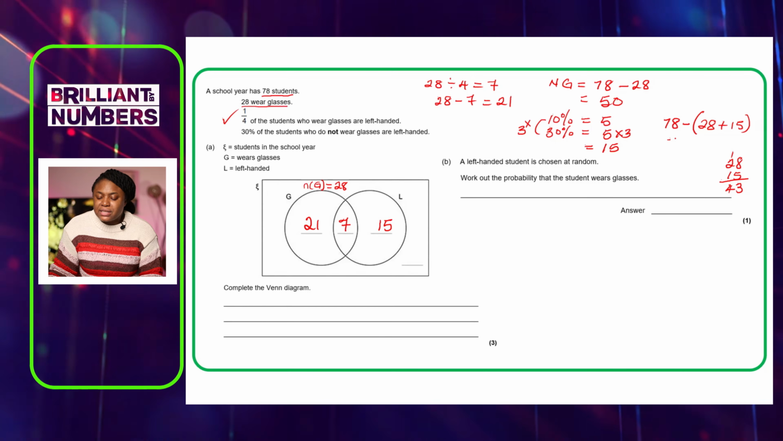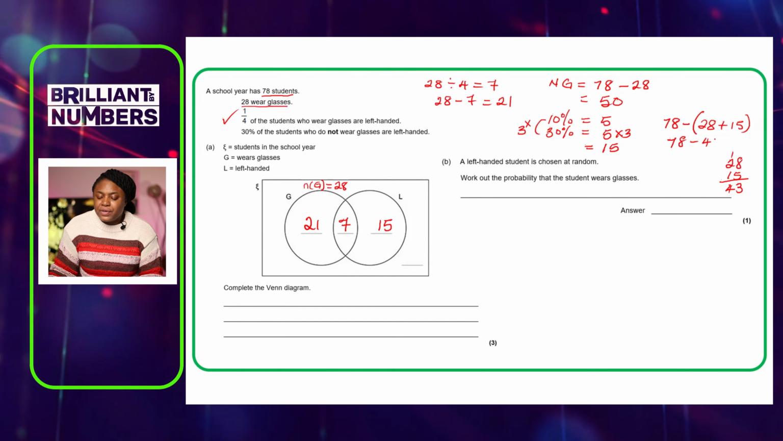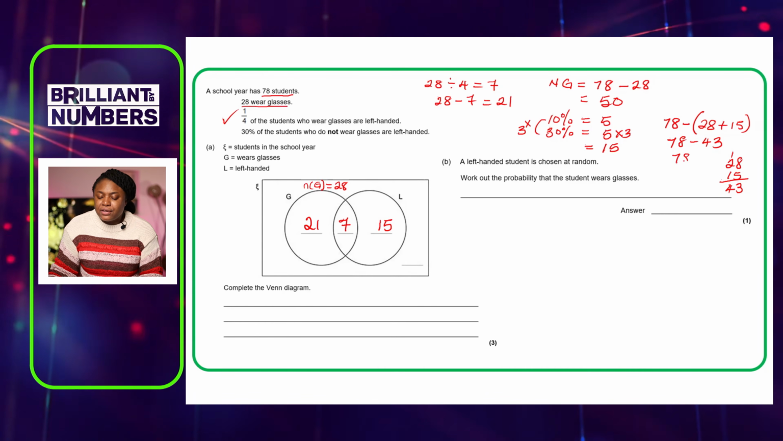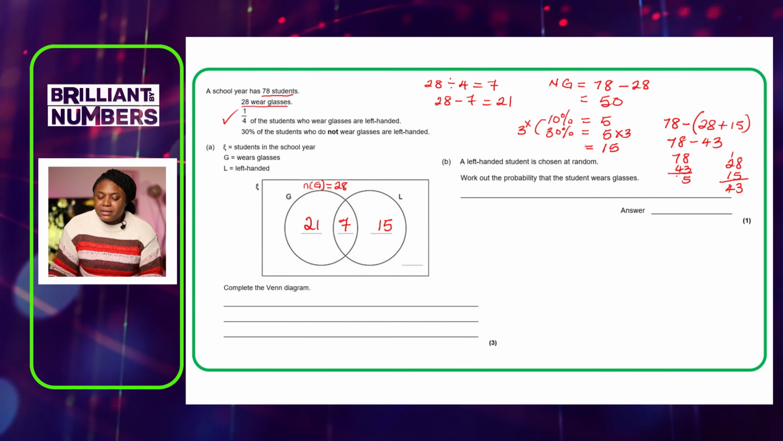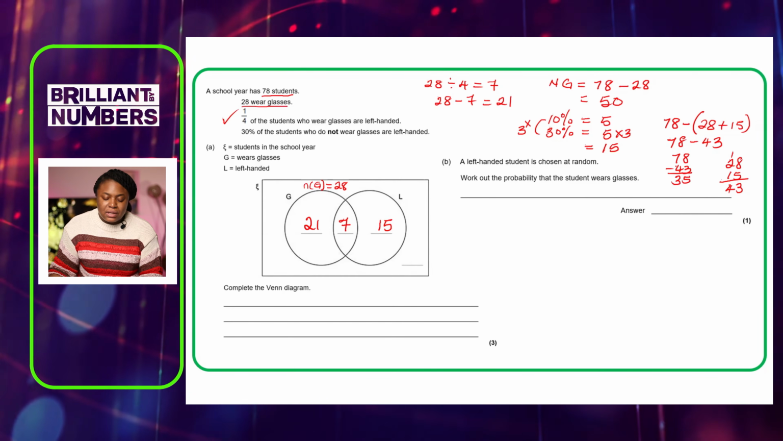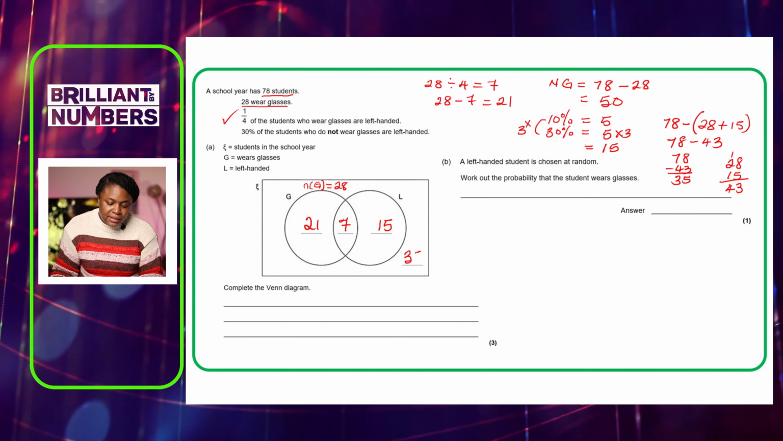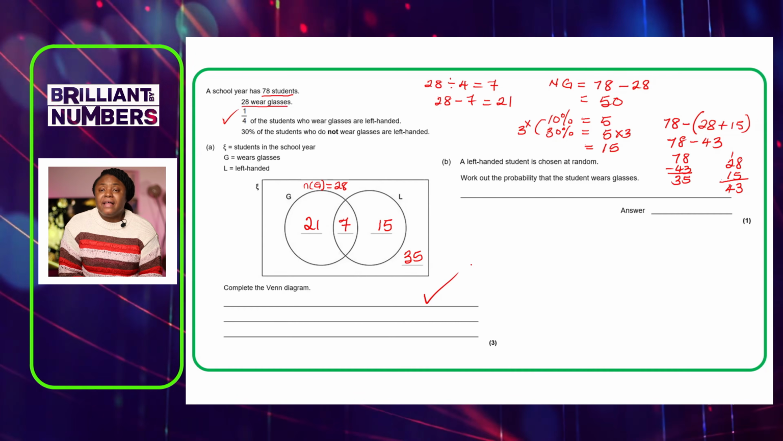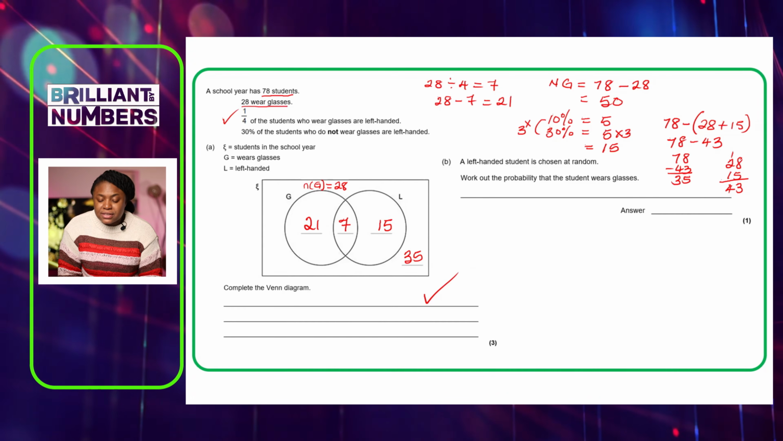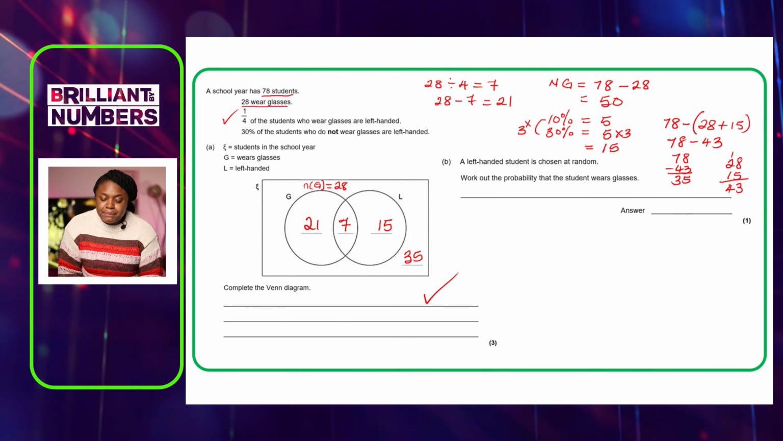So we're going to do 78, take away 43. Again, use your column method. Take away 43, I get 5, and then I get 3. So the answer for the outside is 35. So I've now completed my Venn diagram, and that is for 3 marks. So we go on to part B.